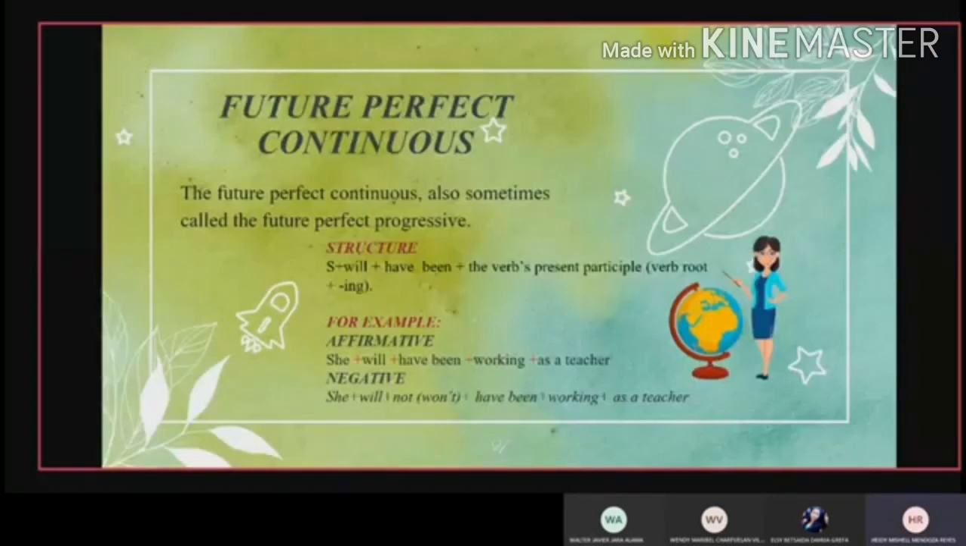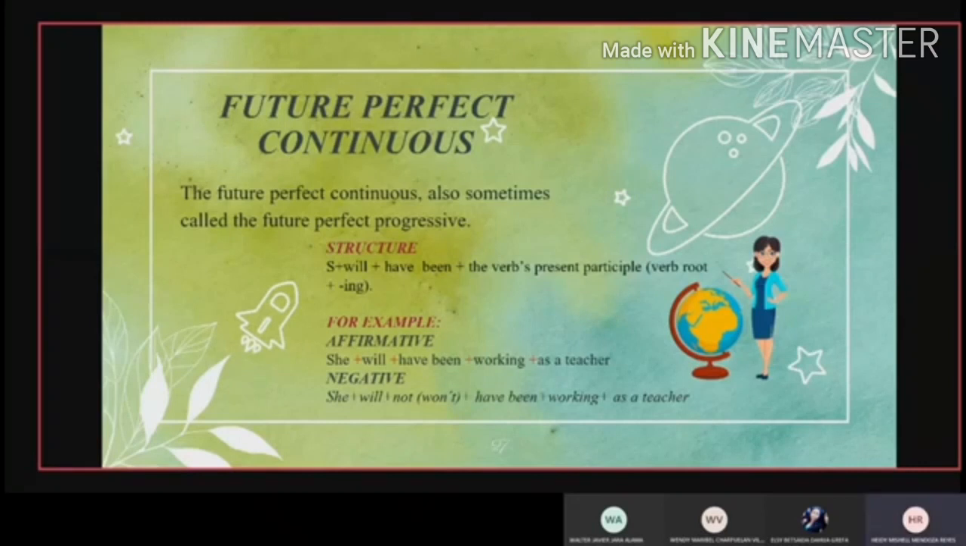Okay, future perfect continuous. The future perfect continuous, also called the future perfect progressive, is a verb form that describes an action that will continue up until a point in the future. The future perfect continuous consists of the structure subject plus will plus have been plus the verb present participle, verb root plus ing. For example, in affirmative, she will have been working as a teacher.